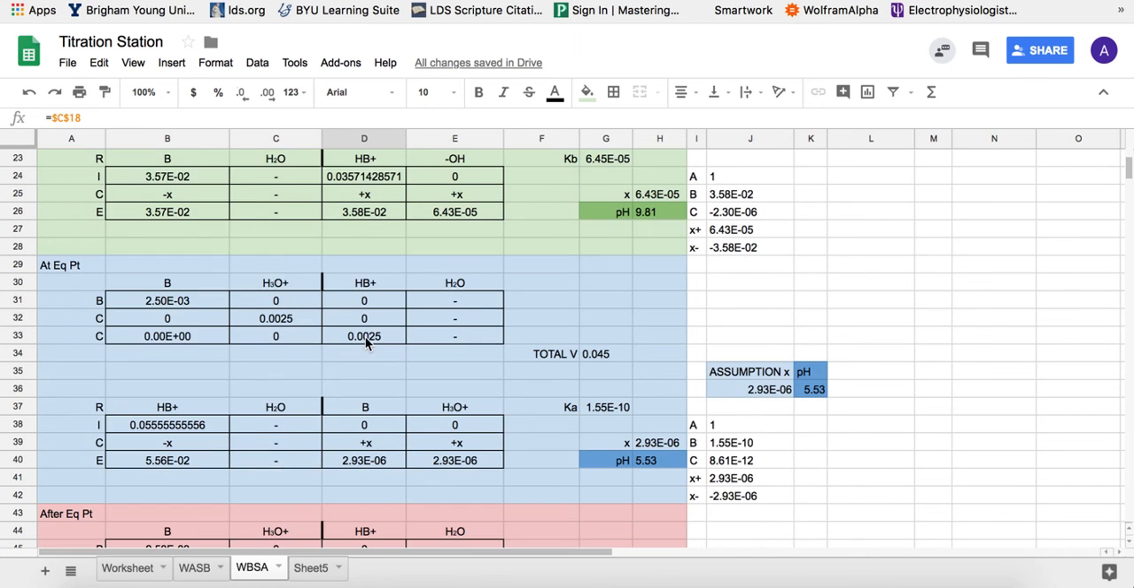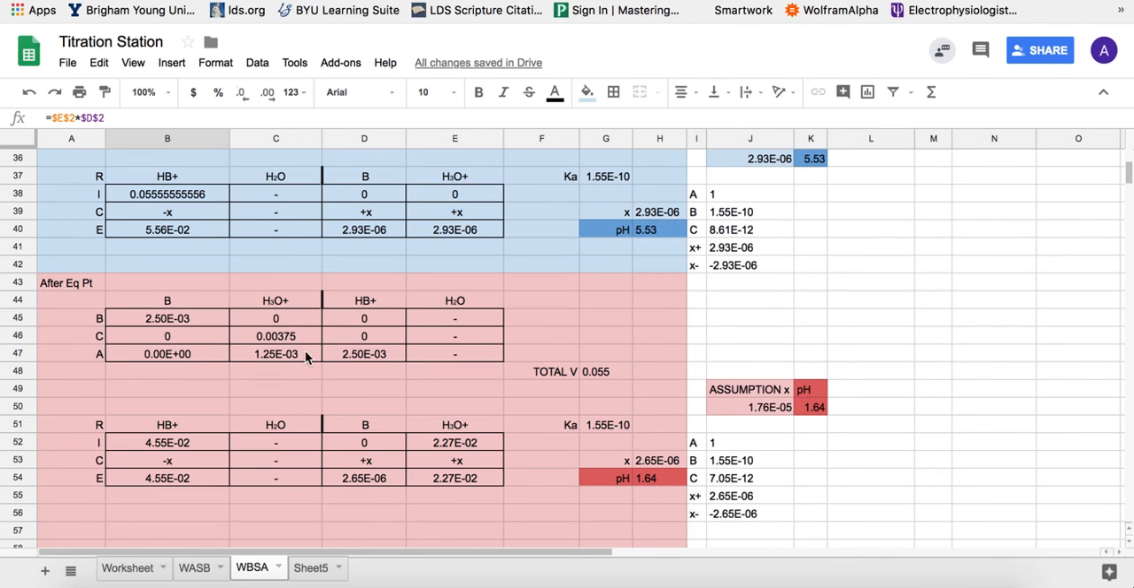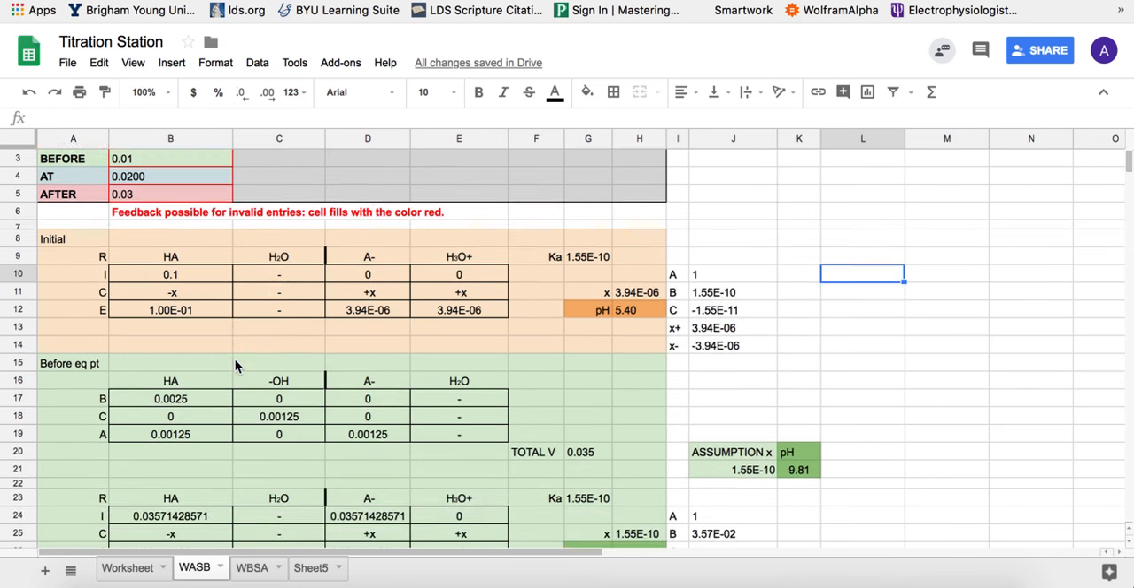And then at the equivalence point, you're always looking for this diagonal relationship right here, that you should have the same number of moles over here, and that tells you that you've done your at equivalence point calculations correctly. And after equivalence point, you're always looking for some leftover of your titrant, and then as much of your weak conjugate as you could have made. All right, so that's the same thing you're going to do.